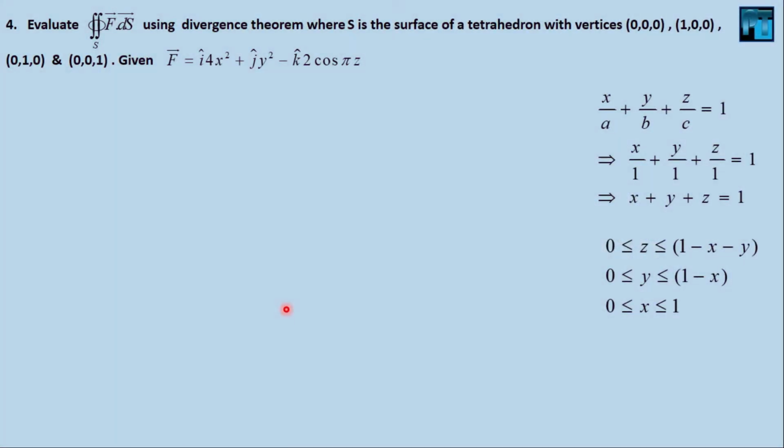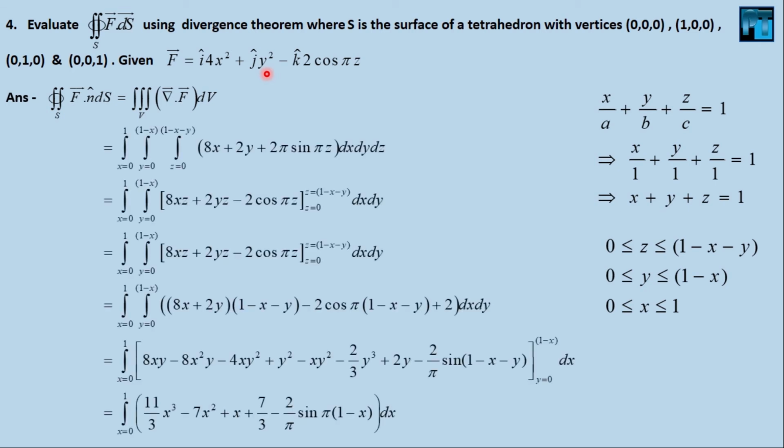Okay, let's get back to our problem now. Let's apply the divergence theorem. This is the divergence theorem, and we have F given here. So after doing the dot product, we are left with (8x + 2y + 2π sin πz) dx dy dz. Now see, this problem is also a volume integration, but not so easy a type.